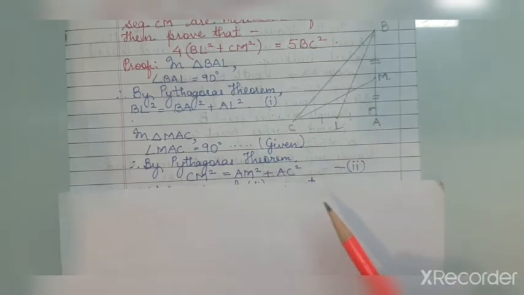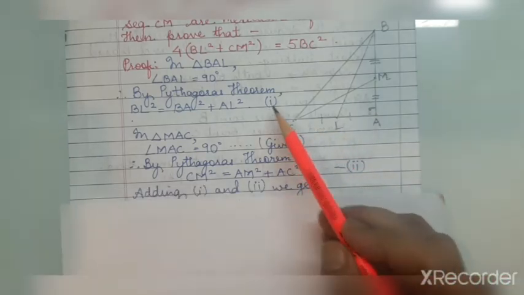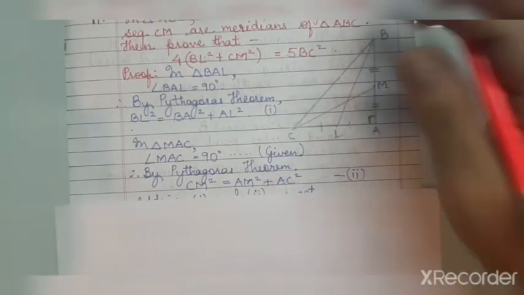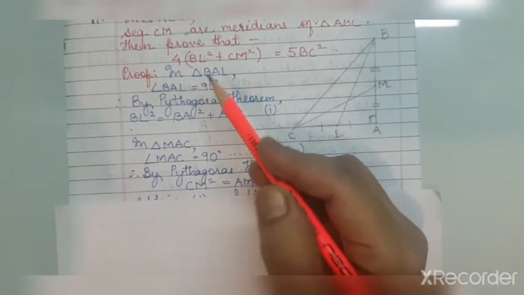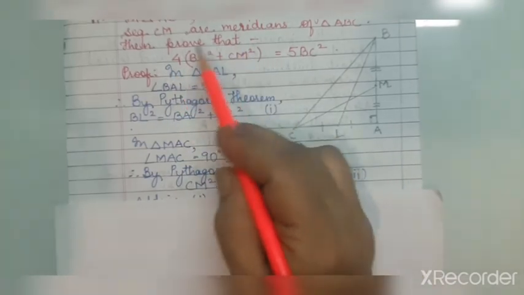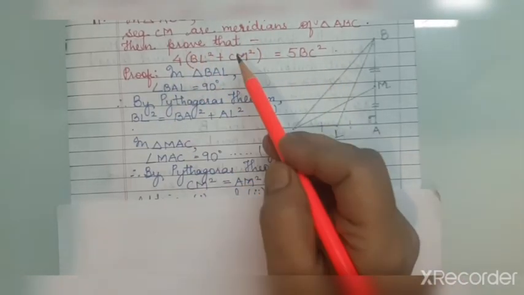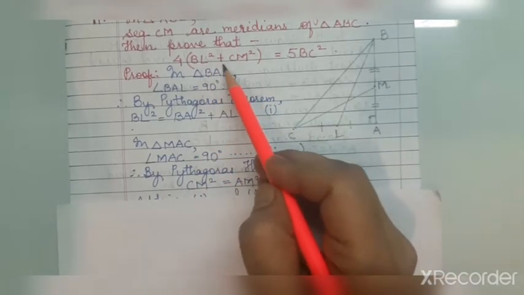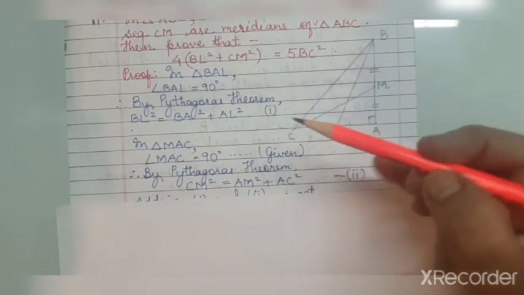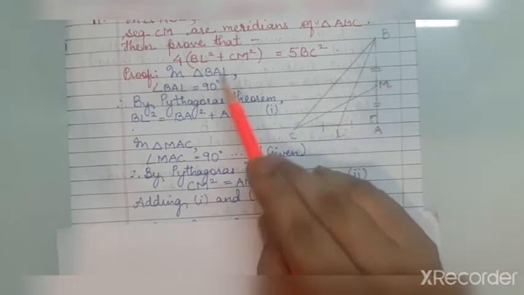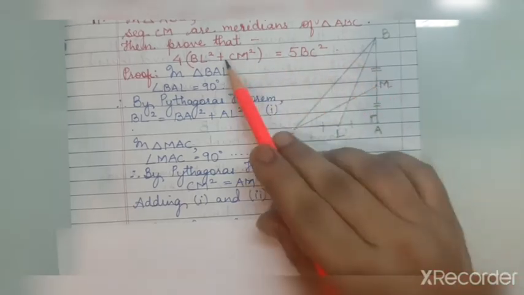Now, when we get statements 1 and 2, you always keep in mind, I have told you in the earlier videos also, that whatever is asked to prove, always keep on seeing here whether we are reaching the target. What is asked to prove? BL square plus CM square. By using Pythagoras in both the triangles, we got BL square and we got CM square. Now, we have to add them.